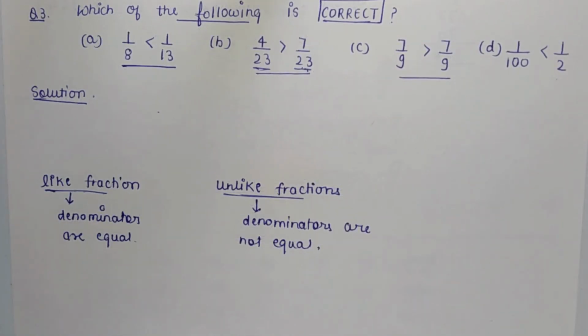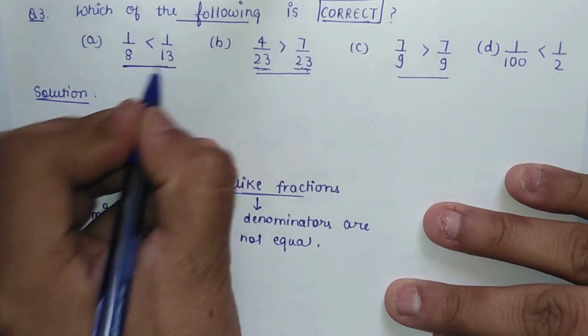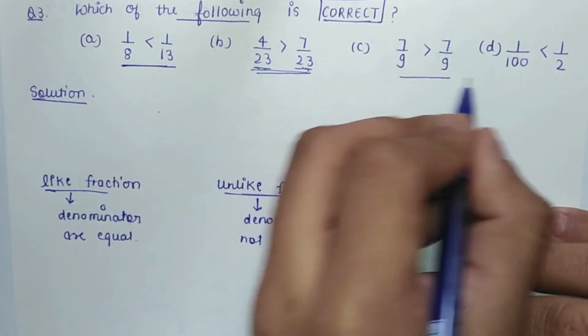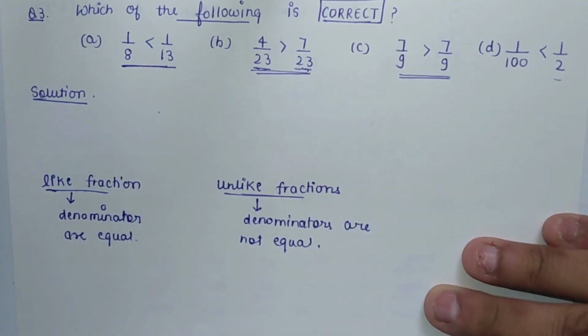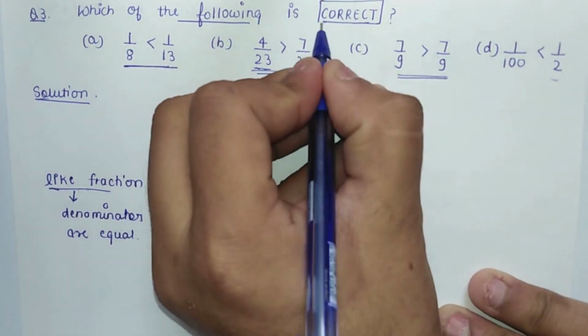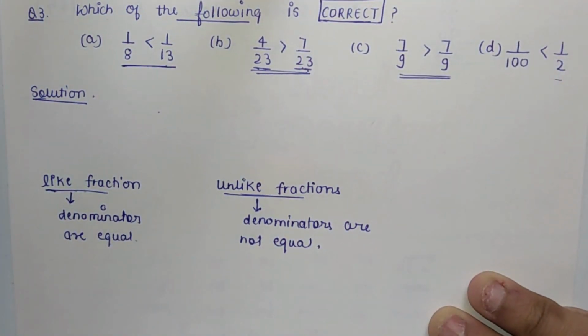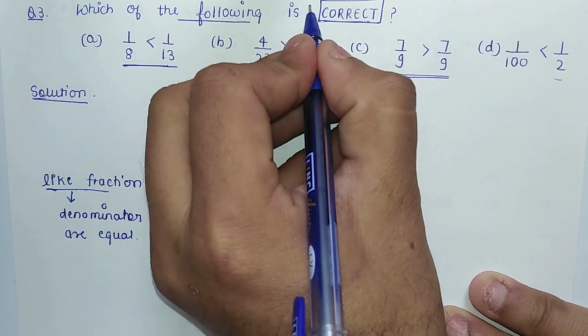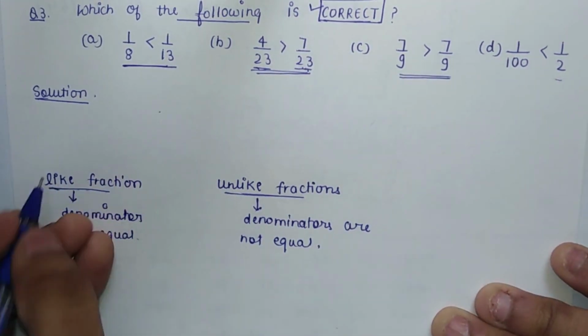Let's take a look at question number 3. In this question, we are given which of the following is correct. So we are given four options A, B, C and D, in which 4 comparisons are done, and we have to find which of these comparisons is correct. Do read the question very carefully, because sometimes in questions it is asked which of the following options is incorrect. In this question it is asked which of the following is correct, so we have to find the correct statement.